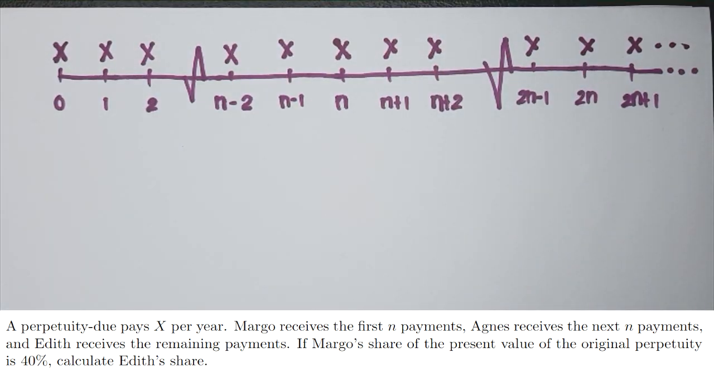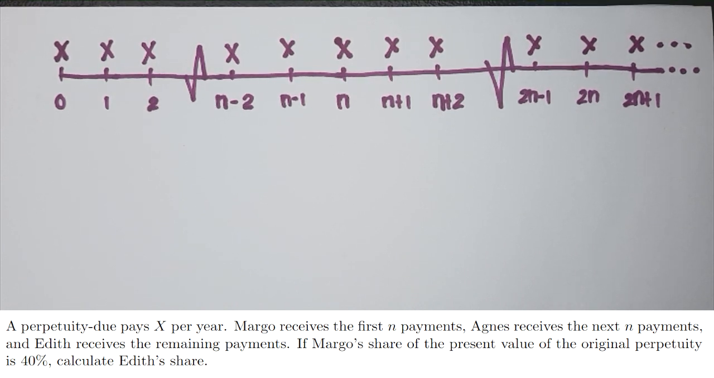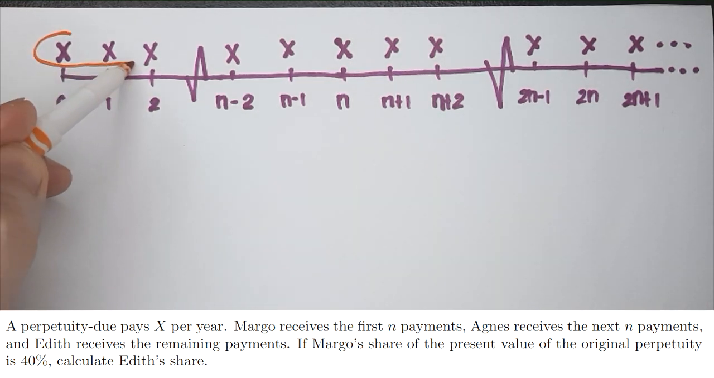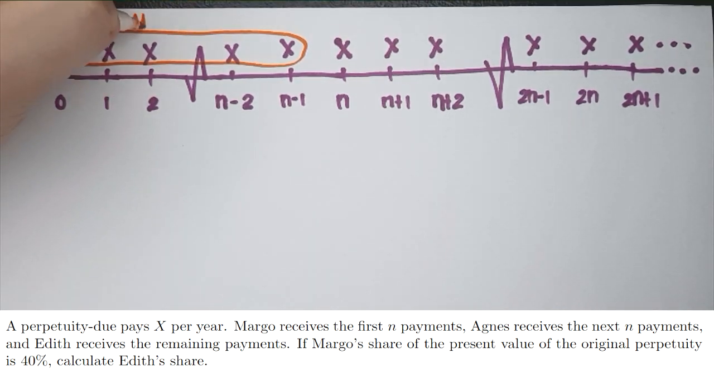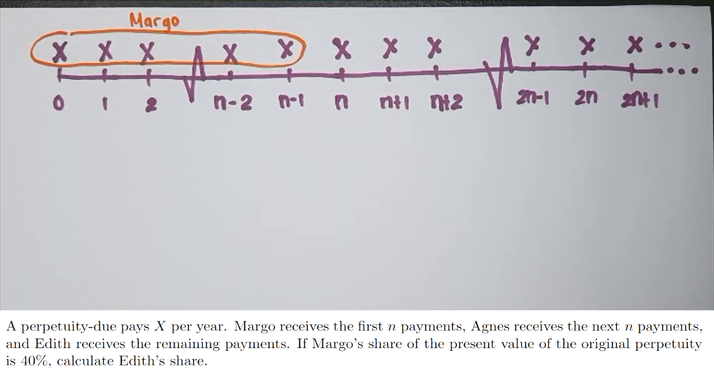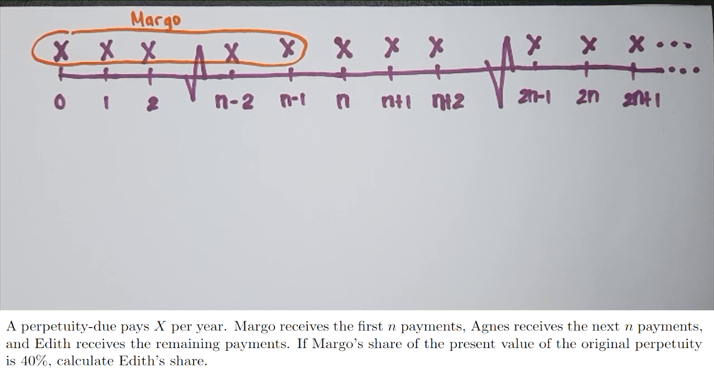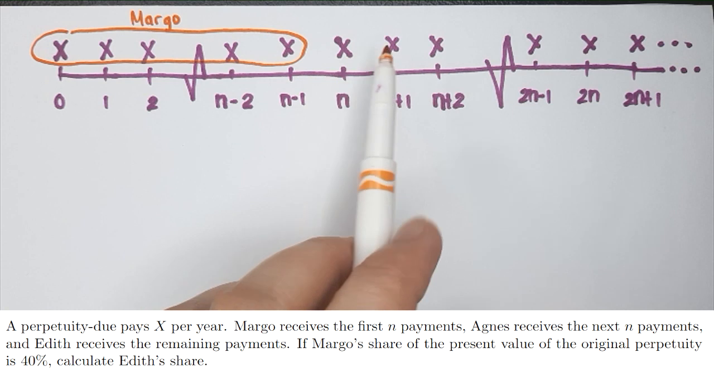It just continues. Next, Margo will receive the first n payments. So, where are the first n payments? Let's encircle them. This is the first n payments, so let's label this as Margo's. Then, the next n payments will be received by Agnes. Where are the next n payments? So, up to here.